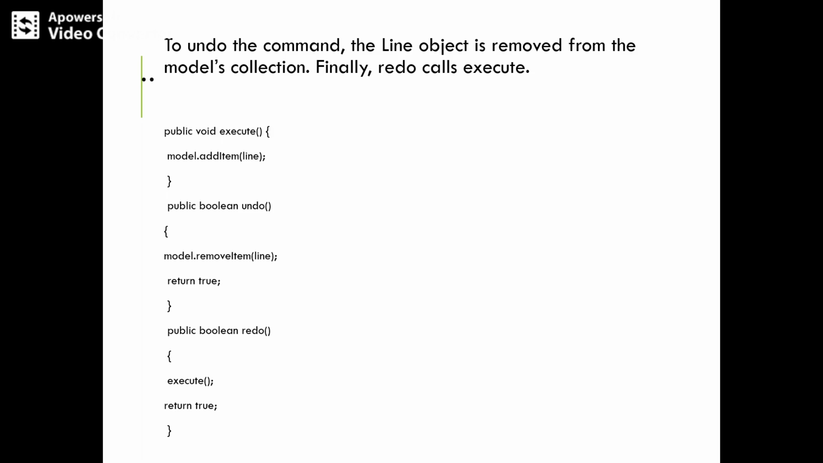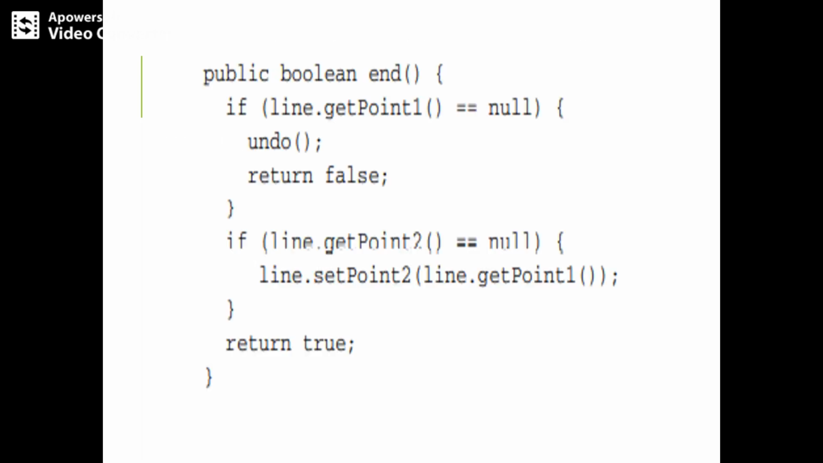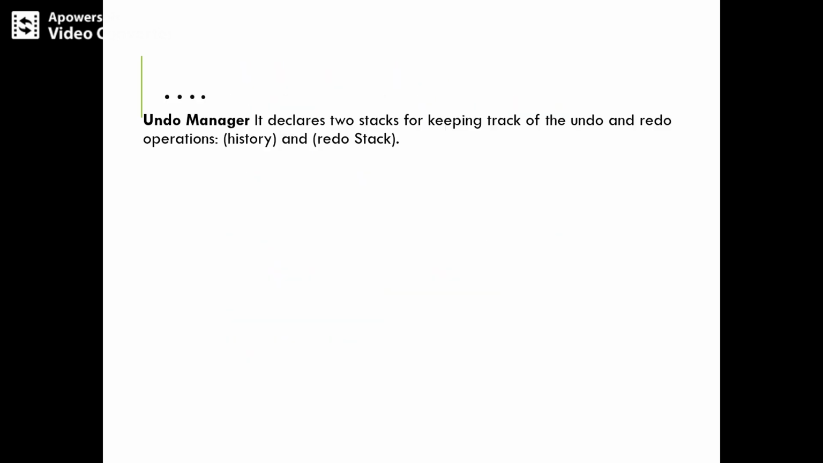Next we are going to discuss the status of the undo manager. This is the point: line.getPoint1 equal to null. Similarly, line.getPoint equal to null, so return true. Now this is the undo manager.